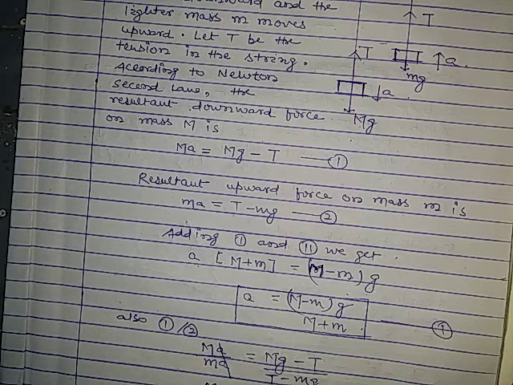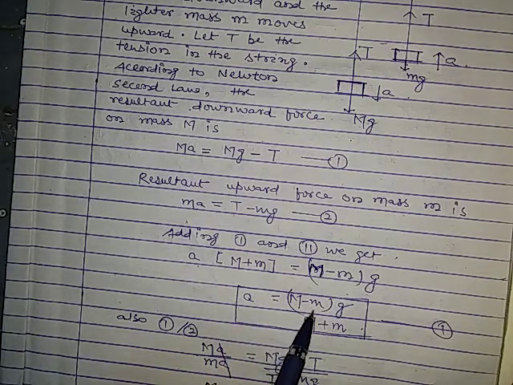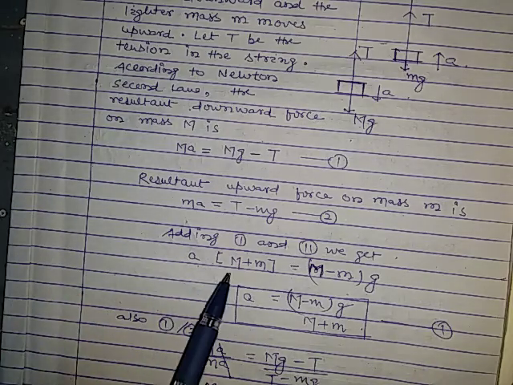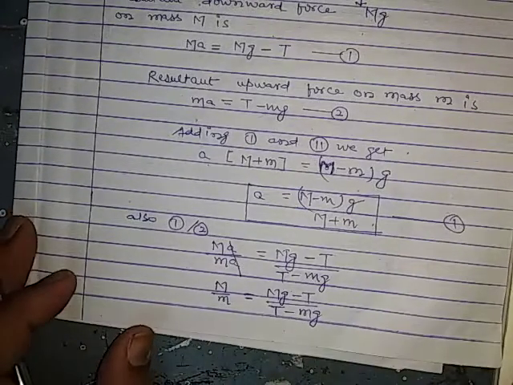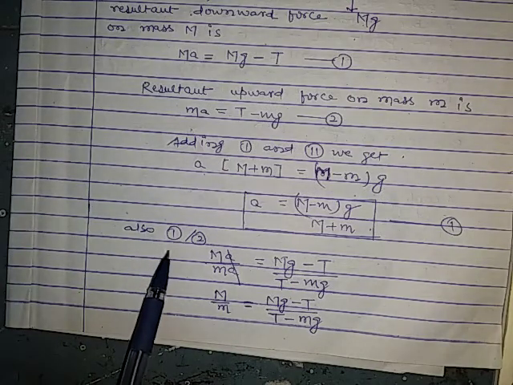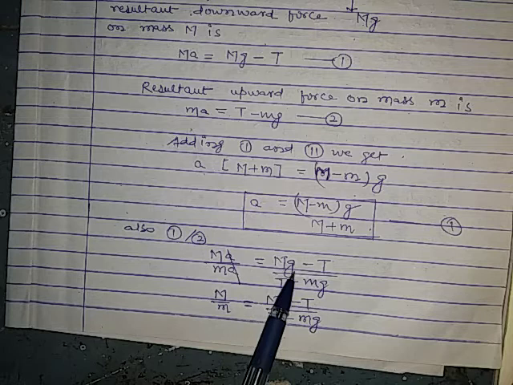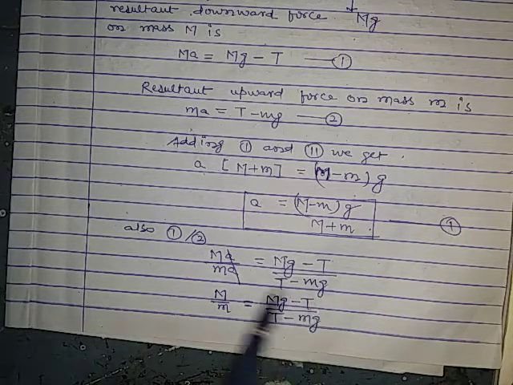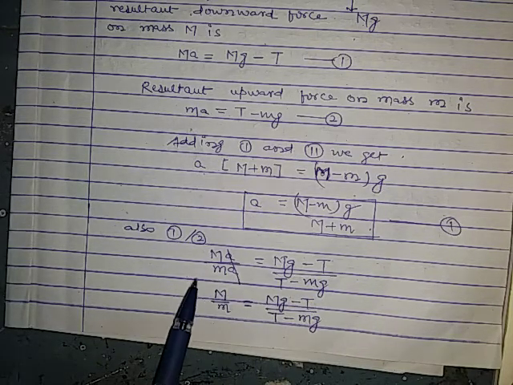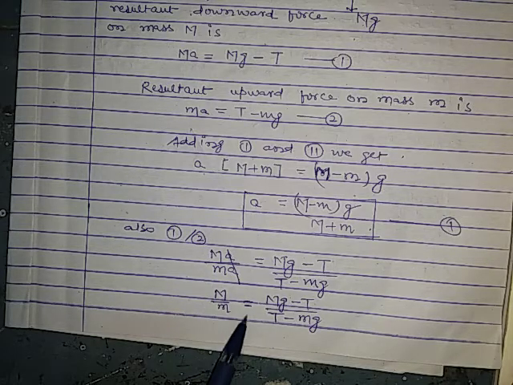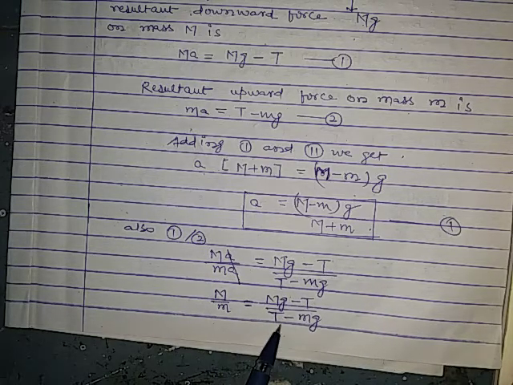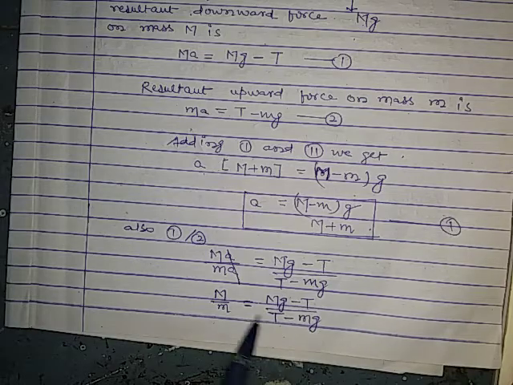With the help of this equation, we calculate the common acceleration: a is equal to M minus m into g by M plus m. The equation is very simple. Now we divide equation 1 by equation 2. Ma by ma equals Mg minus T by T minus mg. As a and a cancel each other, M by m is equal to Mg minus T by T minus mg.